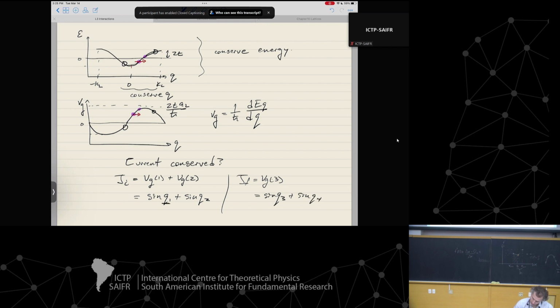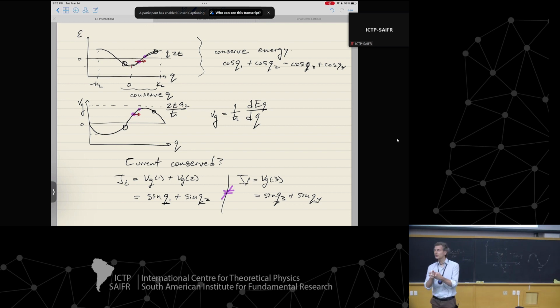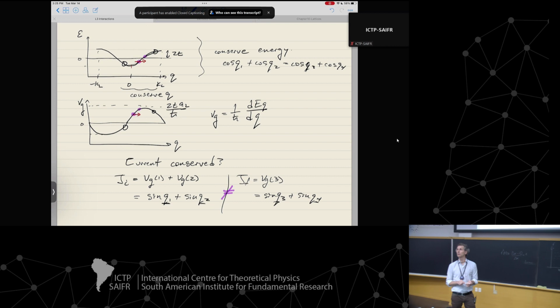So even if these add up to the same value, and I conserve energy, which says that the cosine of q1 plus cosine of q2 is equal to cosine of q3 plus cosine of q4, there's no reason for those two things to be the same anymore. So the collision in the lattice doesn't conserve current anymore, doesn't conserve the total velocity of all the particles. They have this funny relationship to momentum, which is not linear anymore.